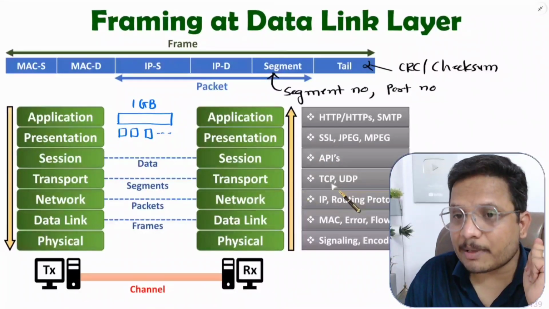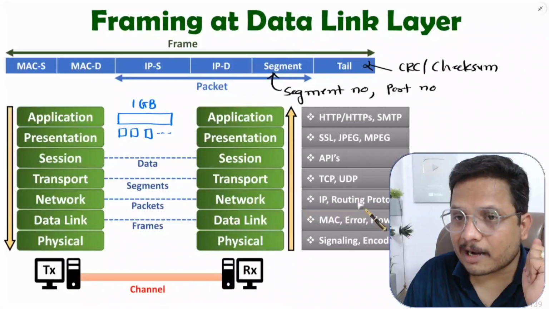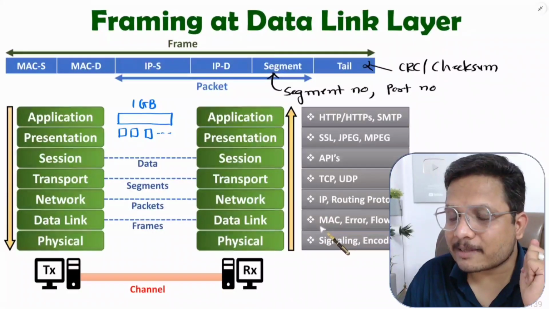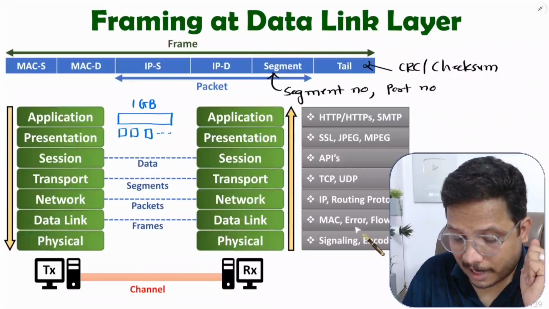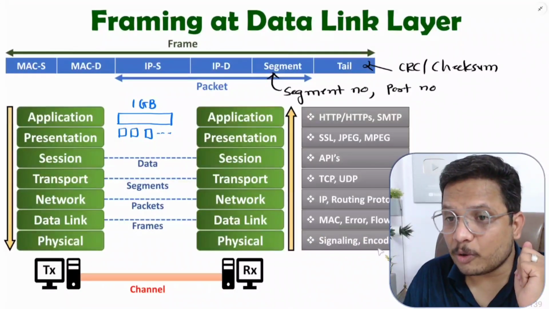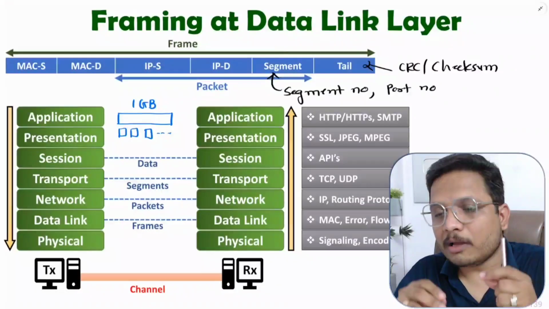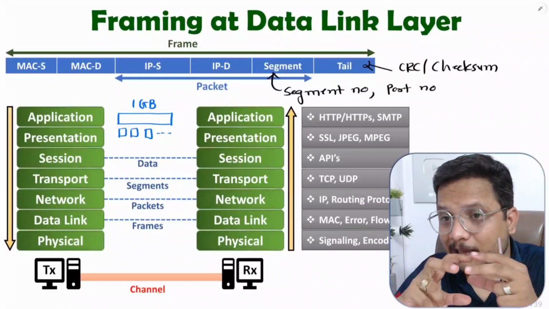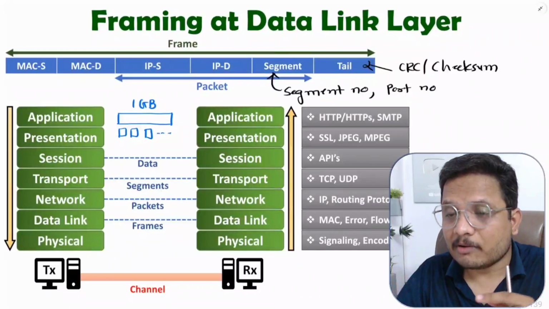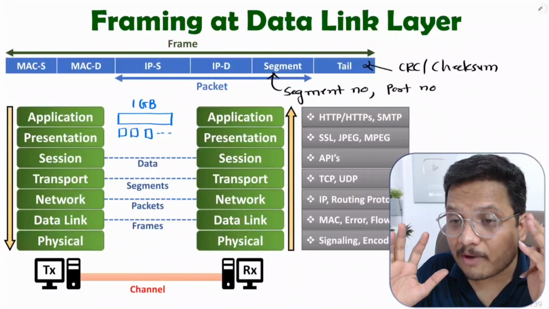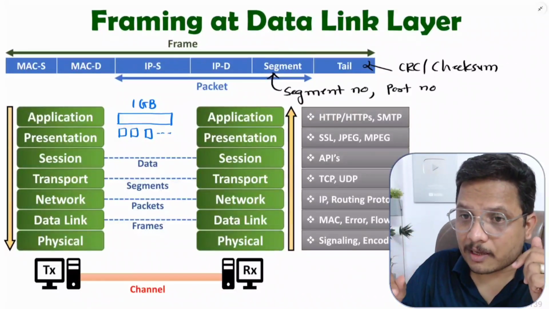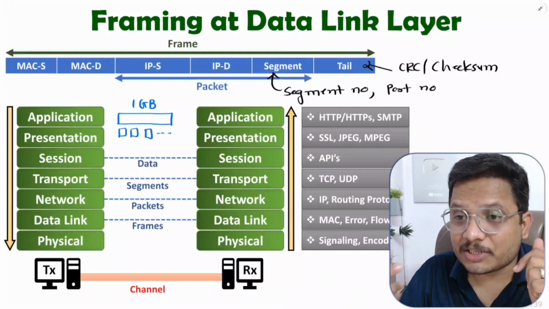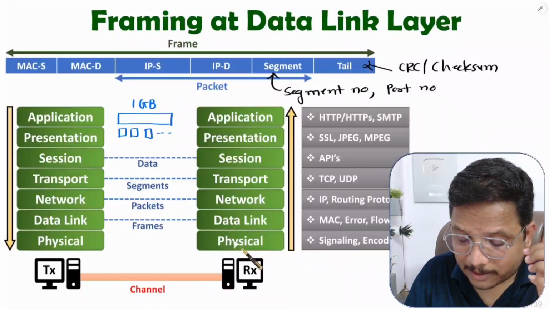At the transport layer, TCP and UDP protocols will be there. At the network layer, routing protocols and the IP protocol. At the data link layer, media access control, error control, flow control. At the physical layer, we'll have signaling and encoding. Signaling means for electrical signals, you will have an Ethernet cable. For optical cable, you will have a light signal. For wireless communication with Wi-Fi, you will have radio waves. So that comes under signaling. Encoding means NRZ, RZ, Manchester. So all those protocols come under the physical layer.